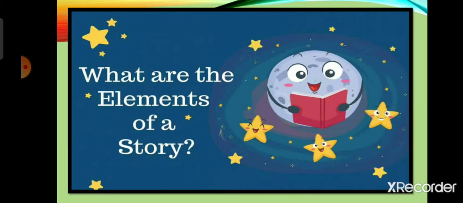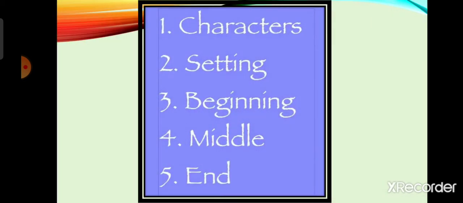Before learning how to write a story, you must know the 5 basic elements of story writing. Here we go. Characters, a setting, a beginning, a middle, and an end. These 5 elements help us to make a good story. Now let's see what each of these are.